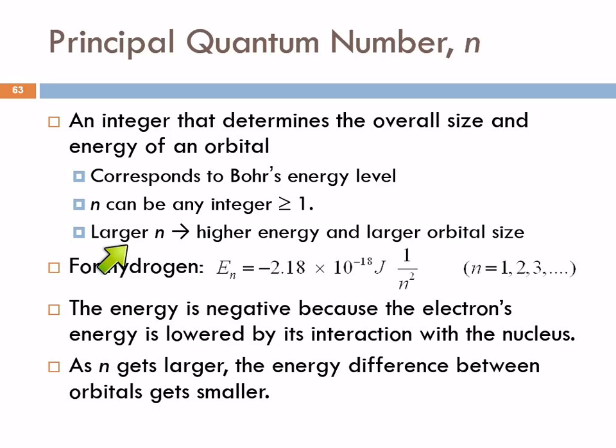The larger n is, the higher the energy of the electron, and the larger the orbital size. We can calculate for hydrogen that the energy in that level n is equal to minus 2.18 times 10 to the minus 18 joules times 1 over n squared. So if n is 2, 2 squared is 4, this would be 1/4 of this number. The energy of an electron is negative because the electron's energy is lowered by its interaction with the nucleus. So compared to an electron that's loose, an electron that is part of an atom has a negative energy.